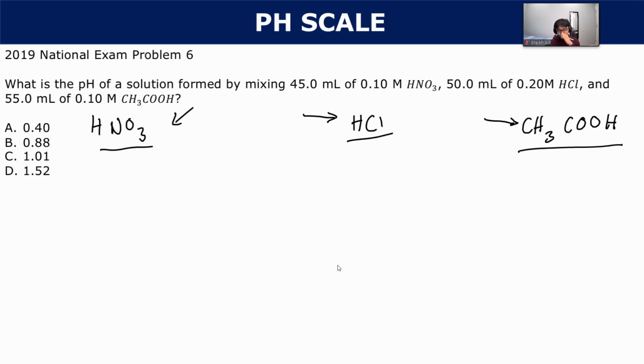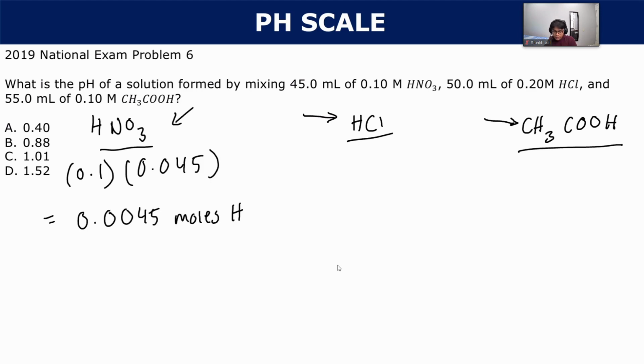Remember, in order to find the pH, we're going to need the concentration of hydrogen ion. And in order to find the concentration, let's first find out how many moles of hydrogen ions are going to be produced from each one of these. Since the nitric acid is a strong acid, we can determine the amount of moles that are going to be produced just by multiplying the molarity times the amount of liters. So our liters is going to be that. And so that means nitric acid is going to contribute 0.0045 moles of H plus ion.